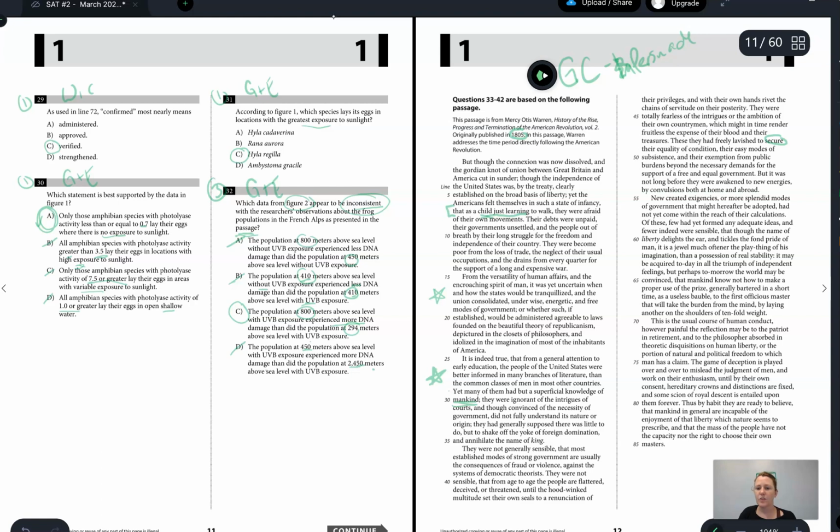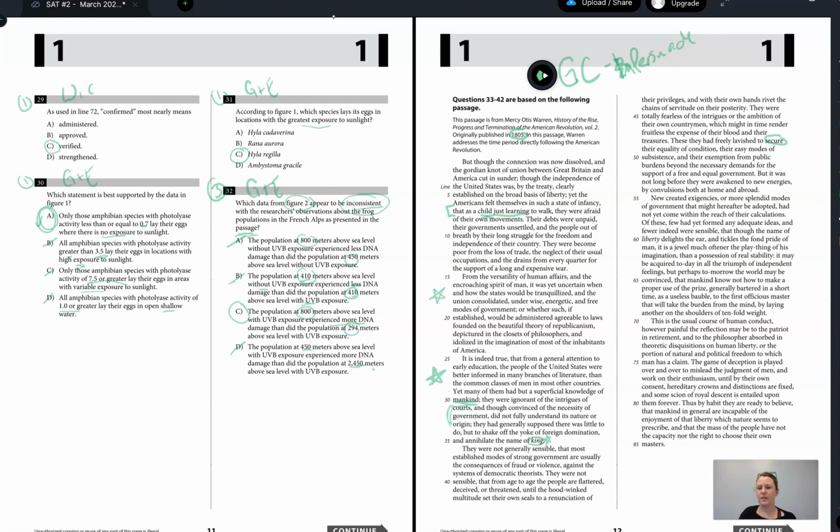They were ignorant of the intrigues of courts, and though convinced of the necessity of government, did not fully understand its nature or origin. So all this stuff about ruling and government and this human connection piece, they are confused about or don't know much about it. But to shake off the yoke of foreign domination and annihilate the name of king. Okay, so I wonder why that's italicized. That seems like it might be important.